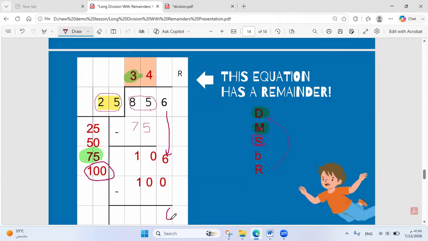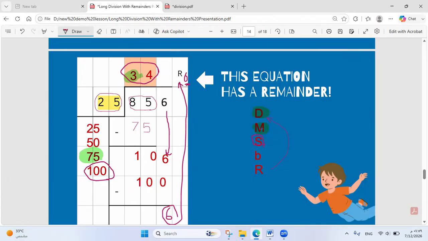So after we subtract, we can bring down. Oh, we don't have any numbers to bring down. So what shall we do next? We don't do anything next. The question is finished. So what do we do with this 6? This 6, we call it the remainder. So the answer here is 34, and the remainder is 6.